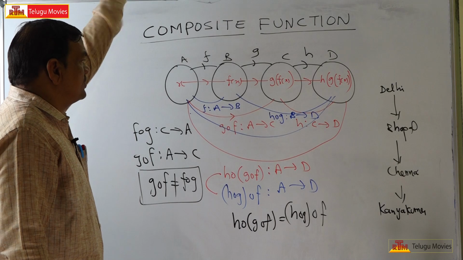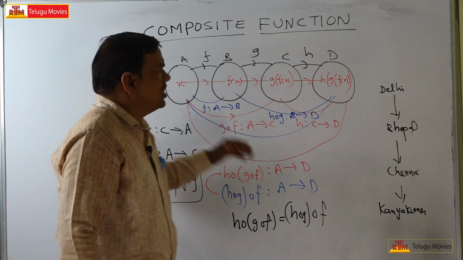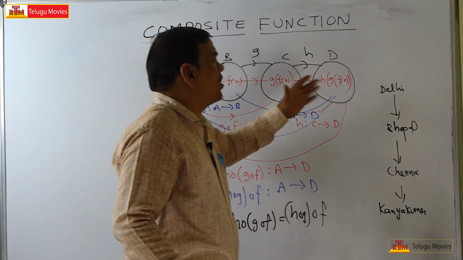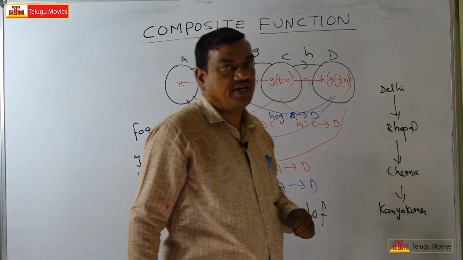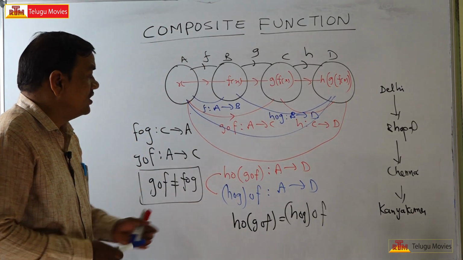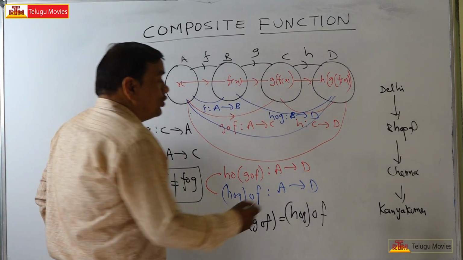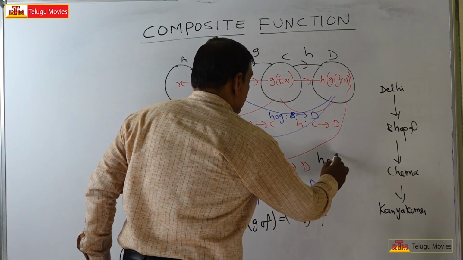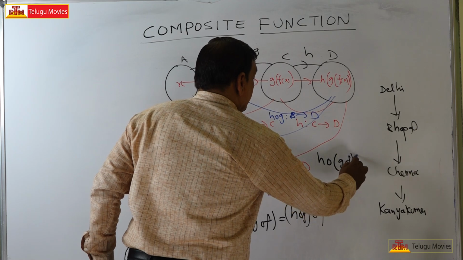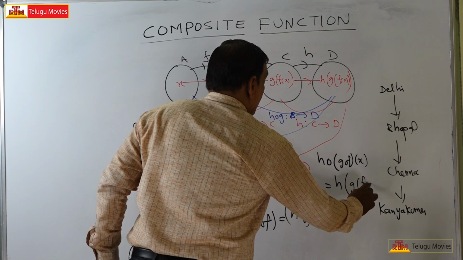So this is the process of composite functions. Understand this? If it is like that, you can move through any number of sets. I hope you know the definition of this. In this case, as I already told you, the function is H circle G circle F of X, which is equal to H of G of F of X.